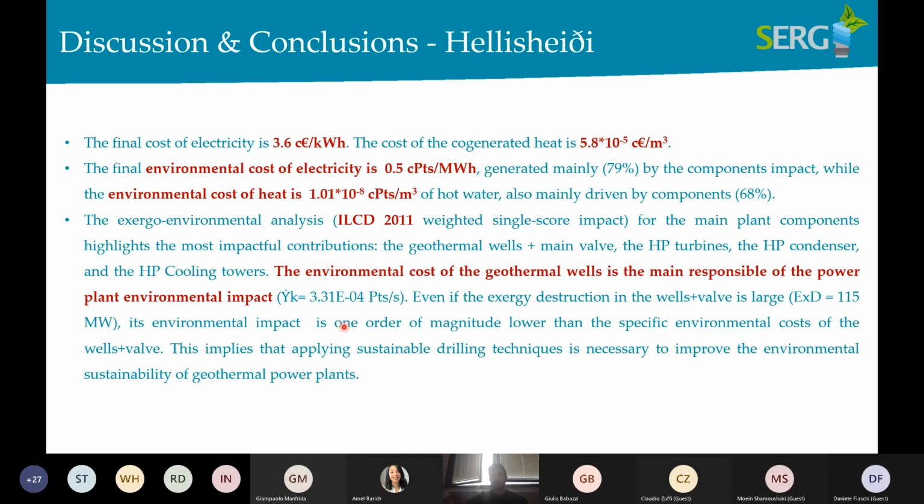The applied method for the LCA, and therefore the single score utilized in the Exergo-Environmental analysis, was ILCD 2011, weighted with single score impact, and it was found that the environmental cost of the geothermal wells is the main contributor to the power plant's environmental impact. Indeed, for all the case studies that we assessed, the most important component from both an economic and environmental point of view is the wells.